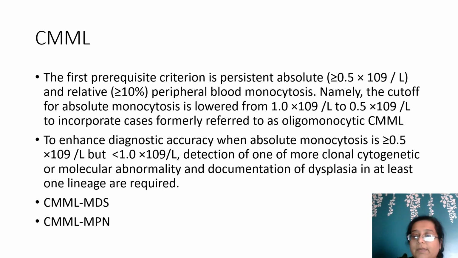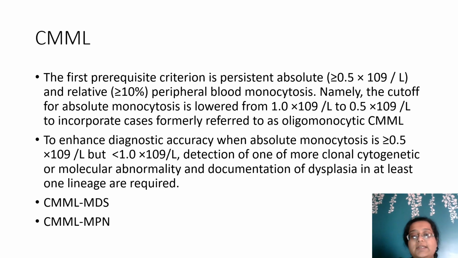But they're still CMMLs, because even I have seen some CMMLs in my short experience where it's not completely coming to 1 into 10 to the power 9, but the features and then finally the clonality prove that it was CMML. To enhance diagnostic accuracy, when absolute monocytosis is greater than 0.5 but less than 1, detection of one or more clonal cytogenetic or molecular abnormality and documentation of dysplasia in at least one lineage is required.